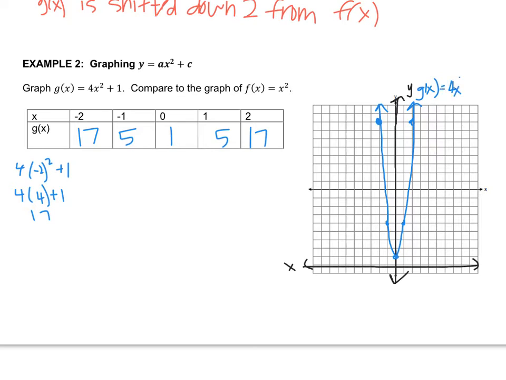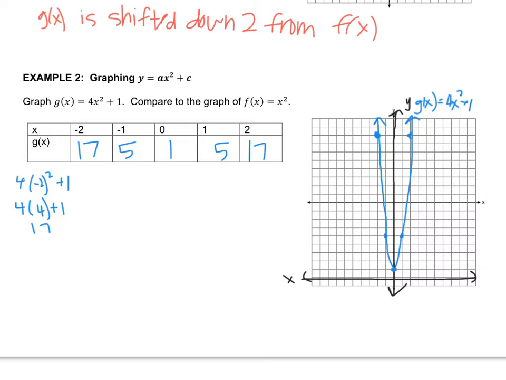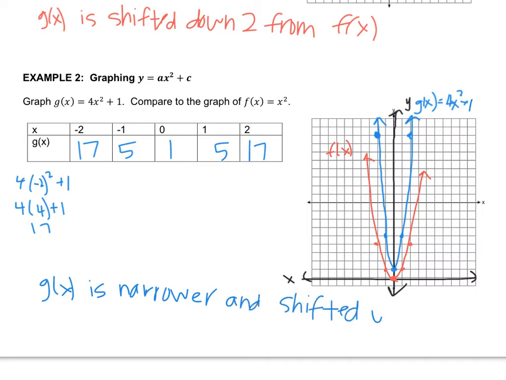And now let's compare it to the graph of x squared. So let me put that on. I've got, it goes through 0, 0, then it goes through the 1s, and it goes through the 4s. Now, you don't need to show the graph if you know about the coefficient and the shifting, so drawing this red graph, f of x, on the grid was not necessary. What we're going to say, though, is that g of x is narrower. You don't have to say how much narrower, just say narrower or skinnier, and shifted up 1.